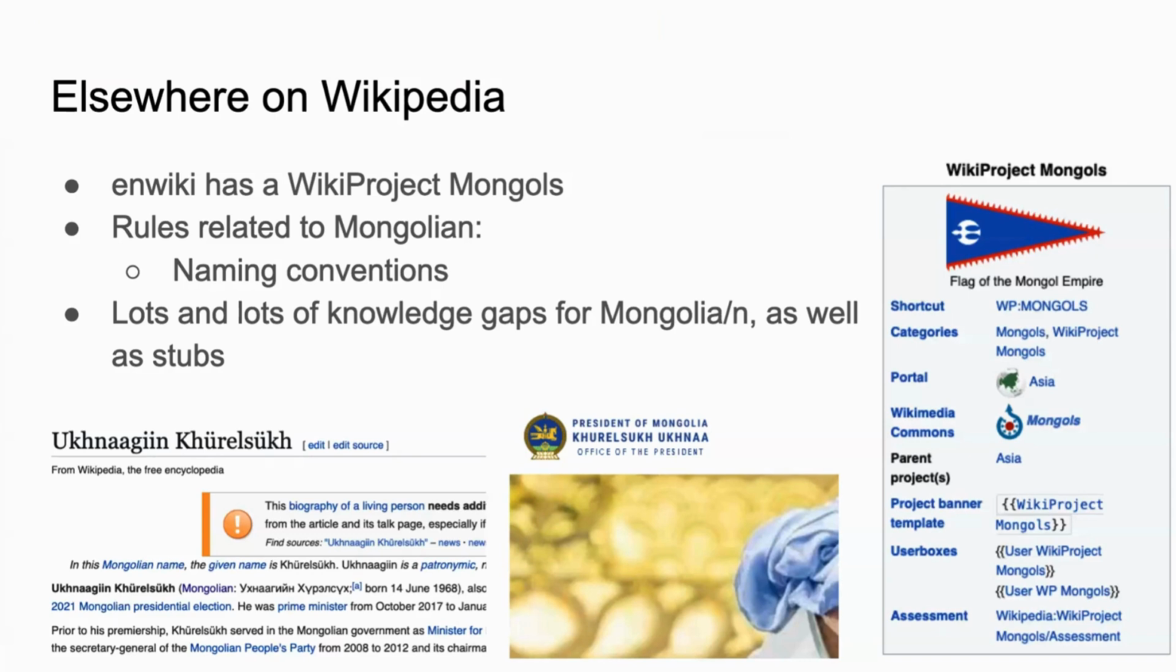So this is the official site for the president of Mongolia, Hurulsuk Okhna, whereas the English Wikipedia is still stuck on Okhnagin Hurulsuk. We will either need to overhaul these naming conventions or change them or have additional caveats. But I think this is something we need to think about, because people use this as a source of information, and if it's this confusing, it's a bit difficult. So that's one thing.